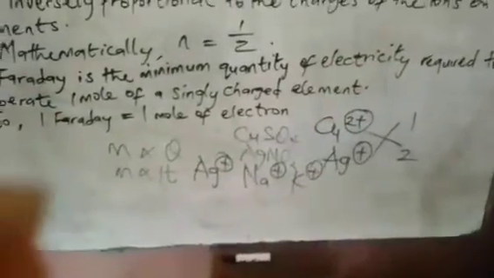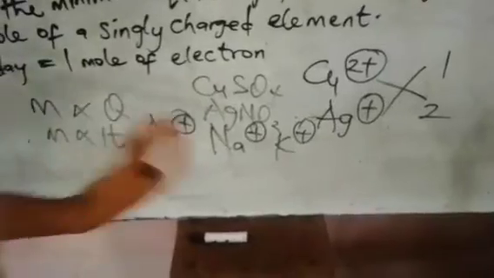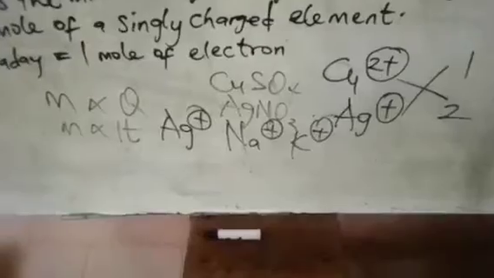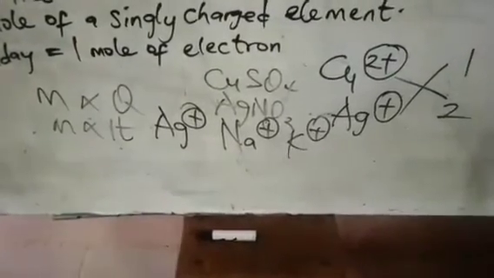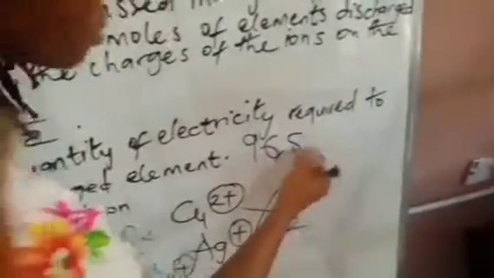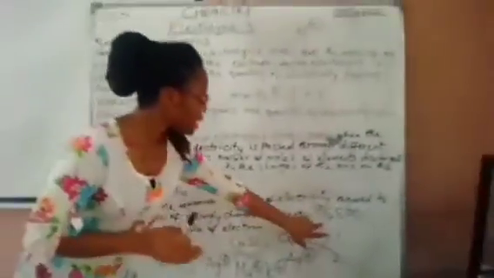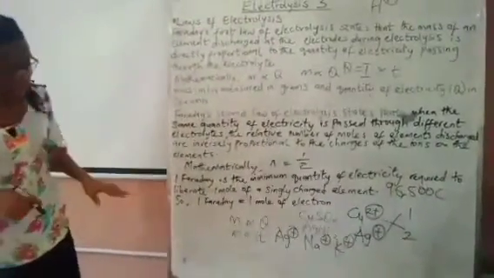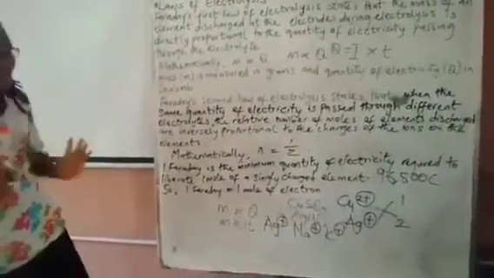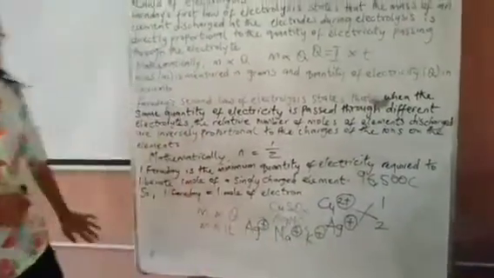Now we discovered that the minimum quantity of electricity that is passed through the electrolyte of singly charged elements has a value of 96,500 coulombs. So according to Faraday, it will take nothing less than 96,500 coulombs as the quantity of electricity that will be required to discharge any singly charged element.